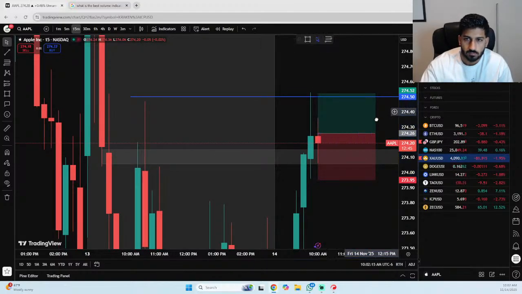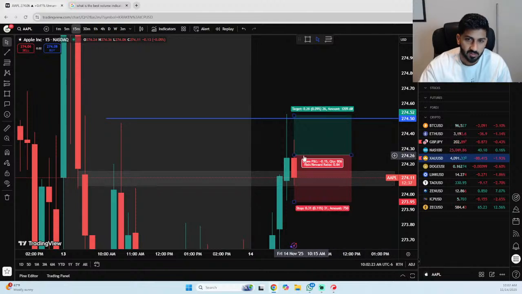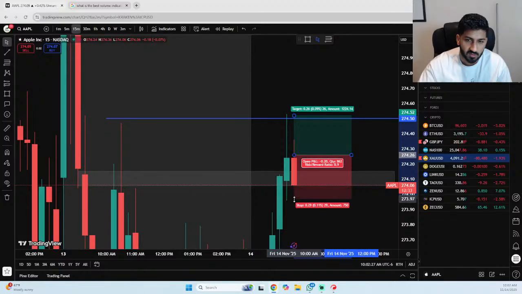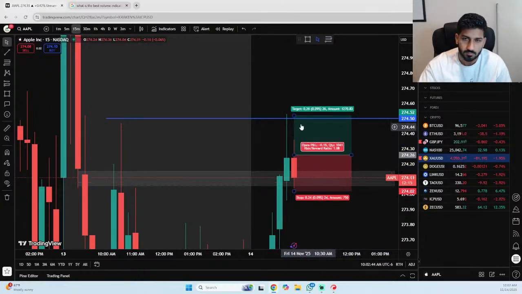Usually that's how you should do it. But if I enter this trade, my stop loss will be the low of whatever the previous low this candle will create. So let's say if it starts going up and I enter right here, at 274.26, then my stop loss will be 274.01.